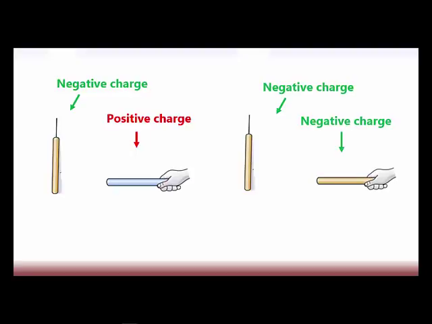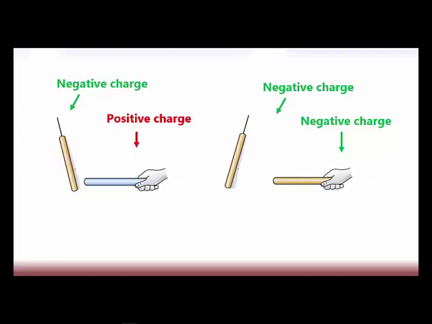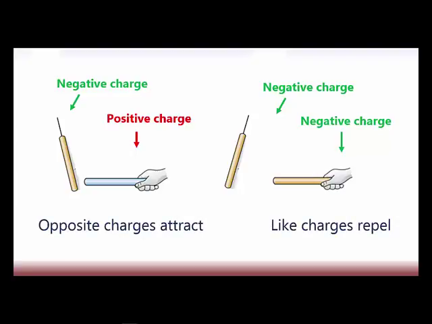We will say that a plastic rod rubbed with wool has a negative charge and a glass rod rubbed with silk has a positive charge. And we can see that in these two conditions, different things happen. This gives us our first observation about charges, that opposite charges attract and like charges repel.